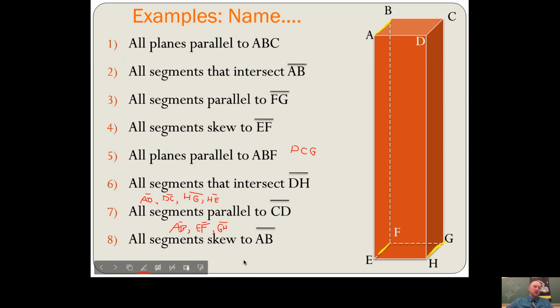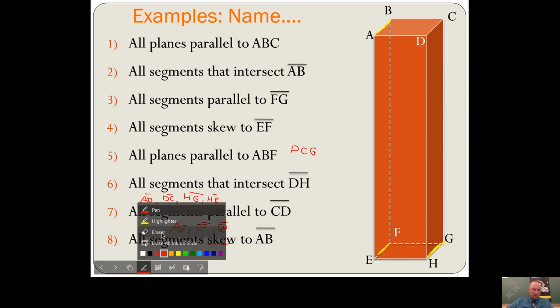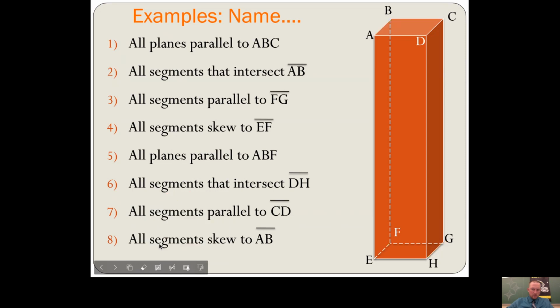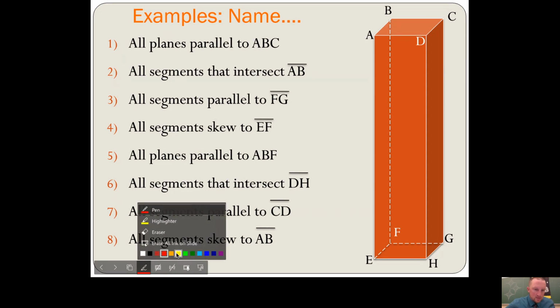Number 8, this is your tricky one, skew segments. We need all segments that are skewed to segment AB. You could do this a bunch of different ways. But this is how we did it last time. We just went and highlighted the segments that touched it and the segments that were parallel to it. So those were not answers.